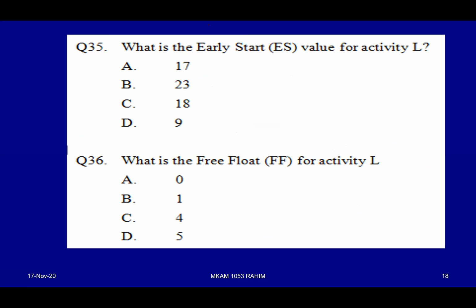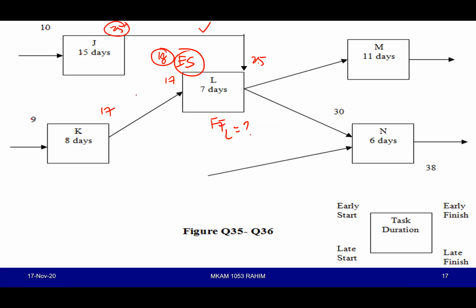You notice that the answers 17 and 18 are both there. If you make a wrong calculation, if you are in a hurry, perhaps you will answer 17 because it comes from here, so it is not right. Okay, and then similarly for free float.